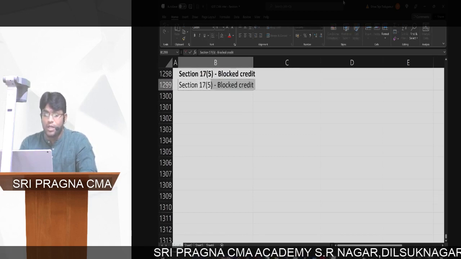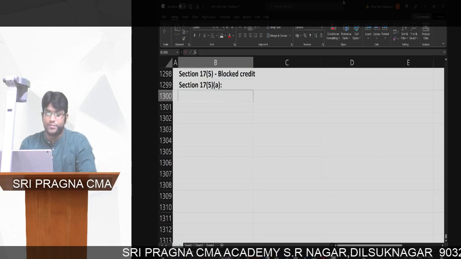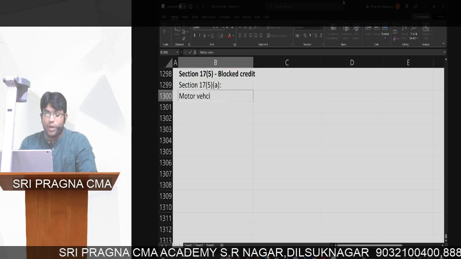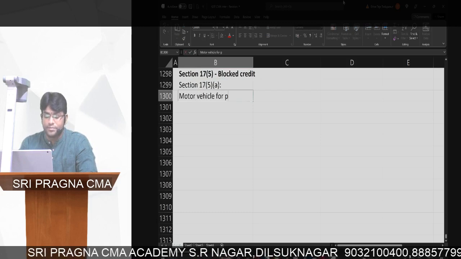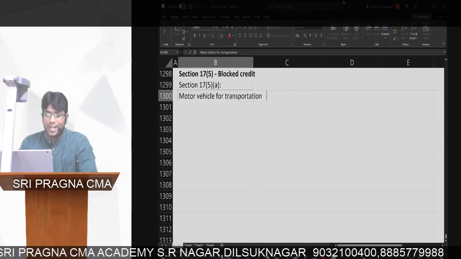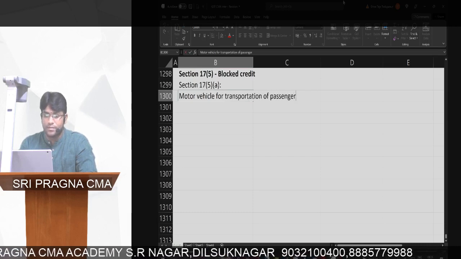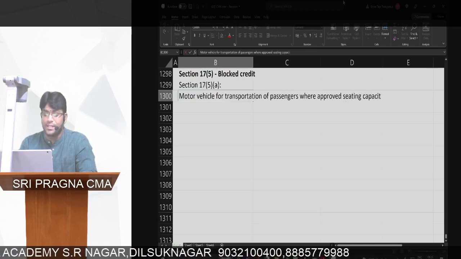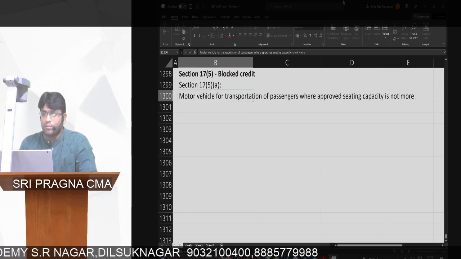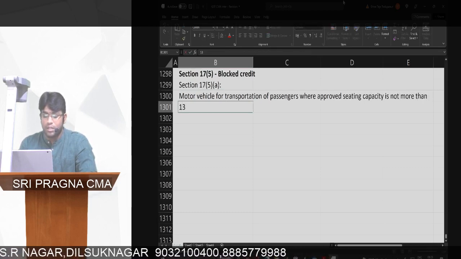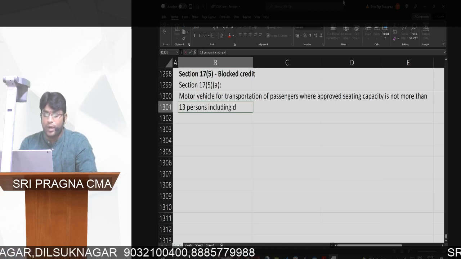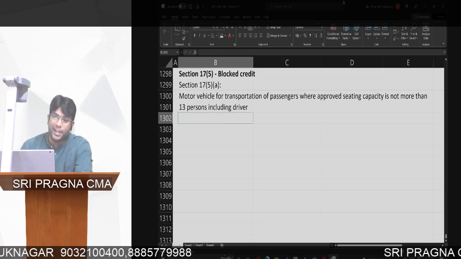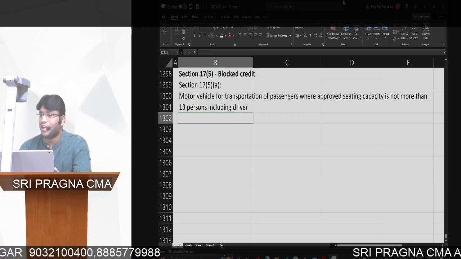So first let me talk about 17.5 clause A, which says credit is not allowed in case of motor vehicles for transportation of passengers where the approved seating capacity is not more than 13 persons, including the driver. That means what? If the seating capacity is more than 13, credit is allowed. If the seating capacity is 13 or less, credit is not allowed.